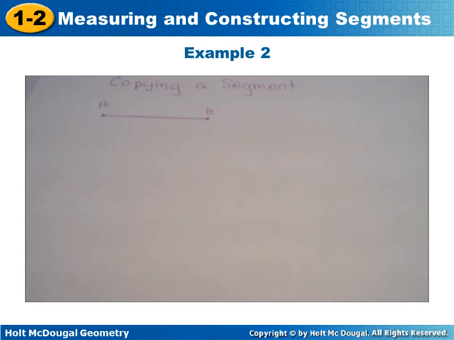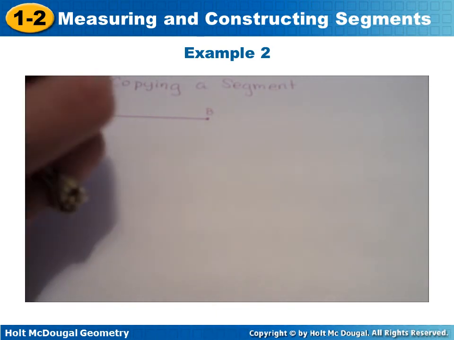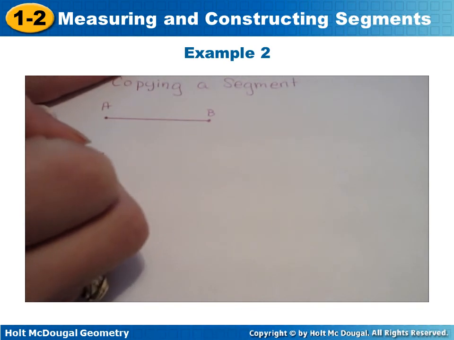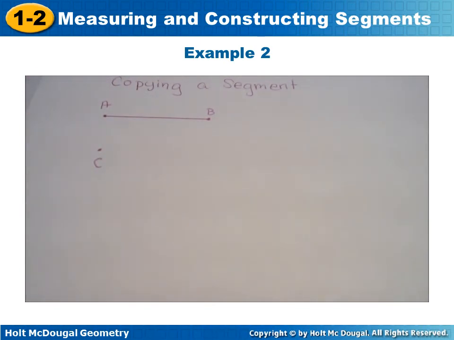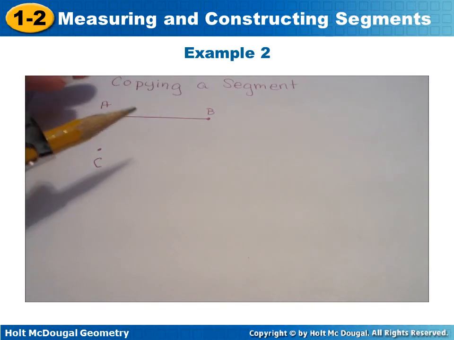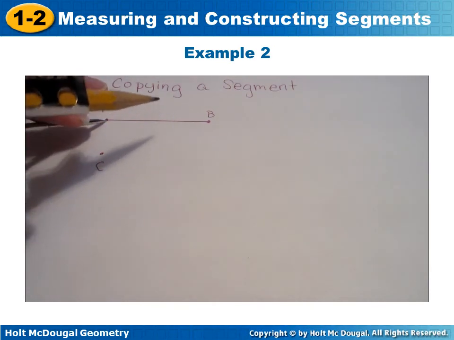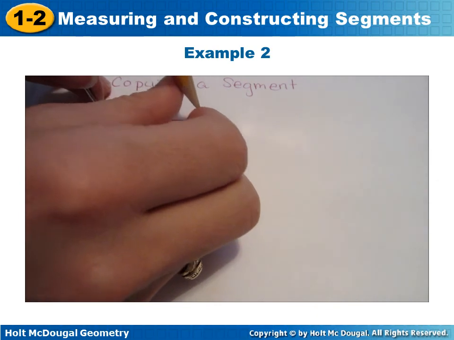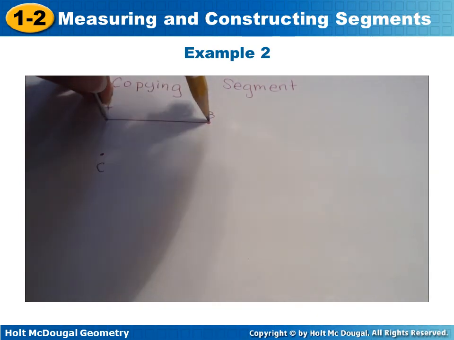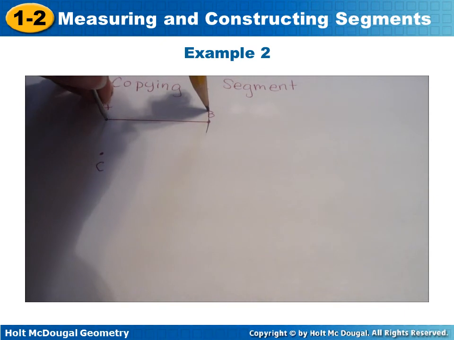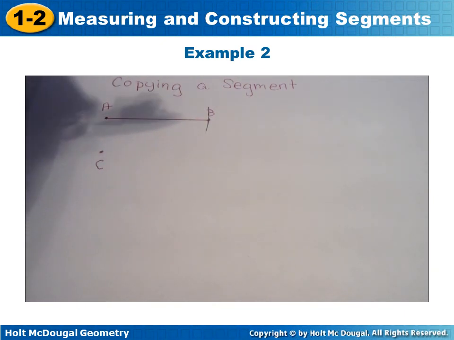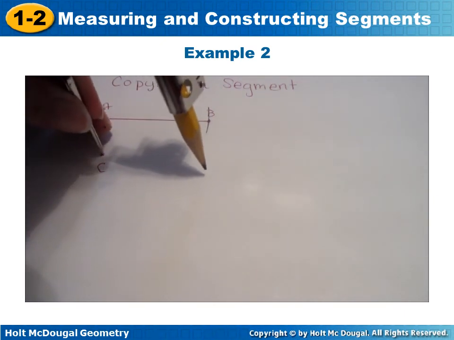For this example, you're going to learn how to copy a segment using a compass and a ruler. So first thing we're going to do is look at our segment that we've been given, segment AB. On our paper, we're going to put a new dot, and we're going to label that C. Now you're going to take your compass, put the point of the compass at A, and draw an arc. Take your compass all the way out to where it matches B, and draw an arc. Now move the point from A to C and draw an arc.